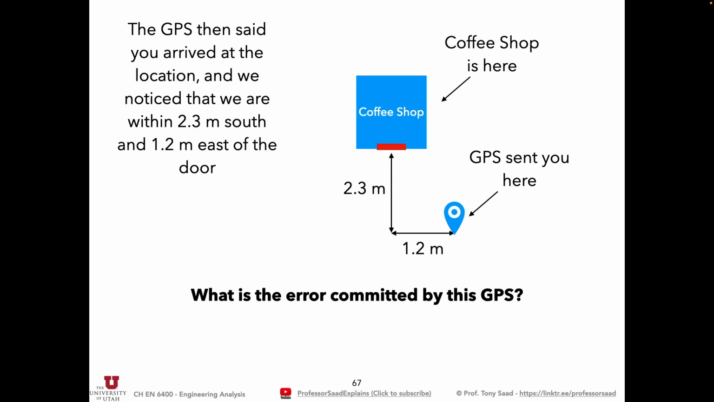But there's two of them, right? So what is the error? The hypotenuse, so like the diagonal. You take the diagonal. What is another error?